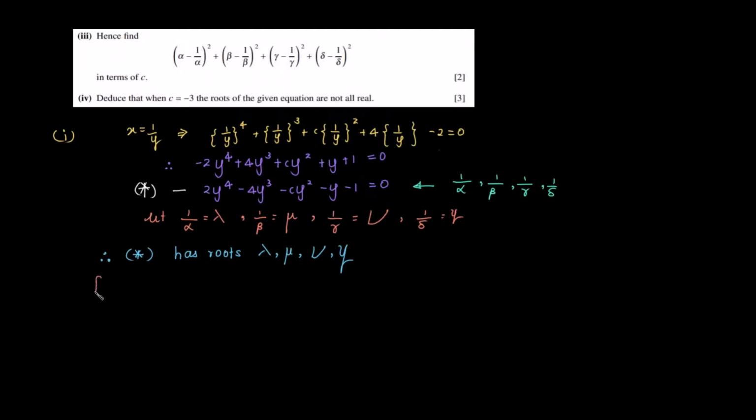So for star, let's apply the sum of the roots. That's actually equal to 2 and sigma lambda mu, and that is equal to minus c by 2, and so on and so forth for the other two. It's going to be half, and the product is actually equal to minus half.